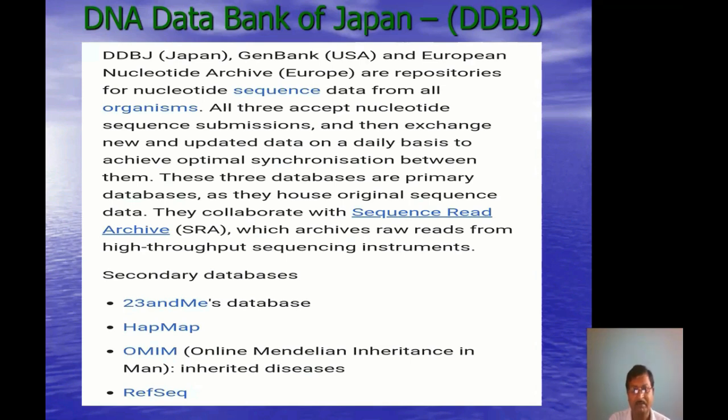These three databases are called primary databases. They house original sequences as data, that is experimental sequences as data. That's why they are called primary databases. All three collaborate with the Sequence Read Archive, SRA, which archives raw reads from high throughput sequencing instruments. Let us see secondary databases of nucleic acid databases. Examples are 23andMe's database, HapMap, OMIM, that is Online Mendelian Inheritance in Man, which talks about inherited diseases, and RefSeq. These are some of the secondary nucleic acid databases.